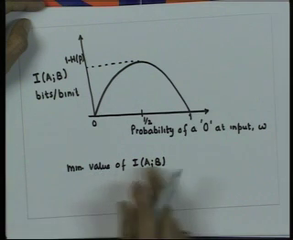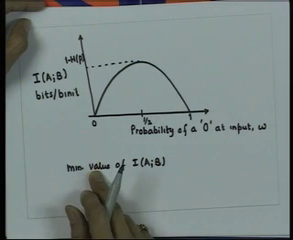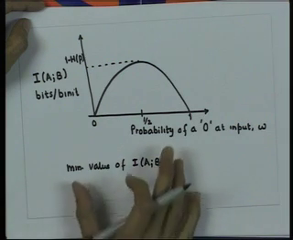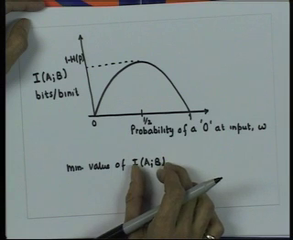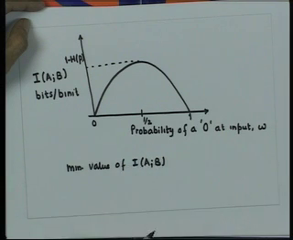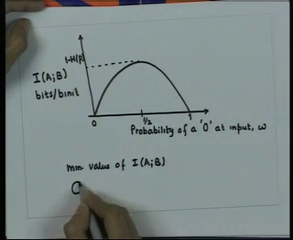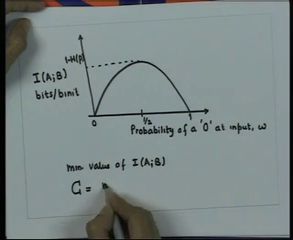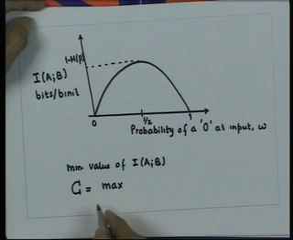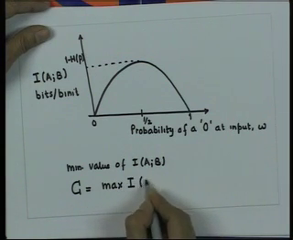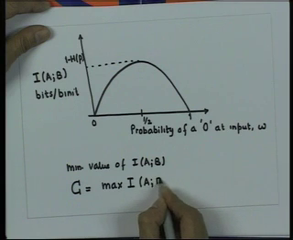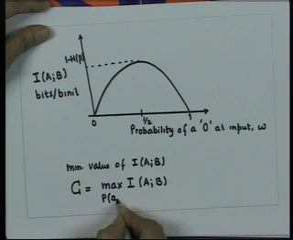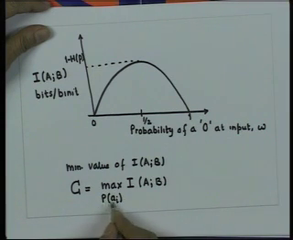The question of the maximum value of I(A;B) for a general channel is not so easily answered. The maximum value of I(A;B) as we vary the input symbol probability is called the channel capacity, denoted by C, and it is equal, by definition, to the maximum of I(A;B) over the input probability distribution, that is P(A_i).